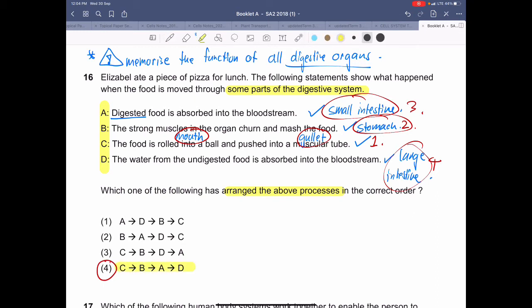So can you see how I'm processing it? By identifying the organs involved in the processes, because I memorized them, I'm able to straight away arrange it based on the order of organs that my food will pass through. Okay?